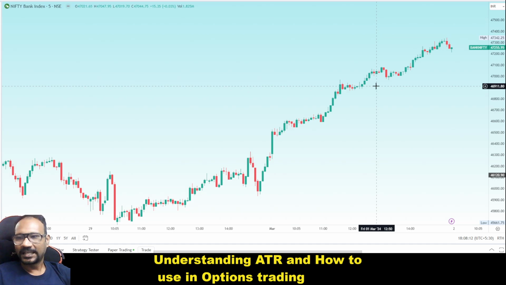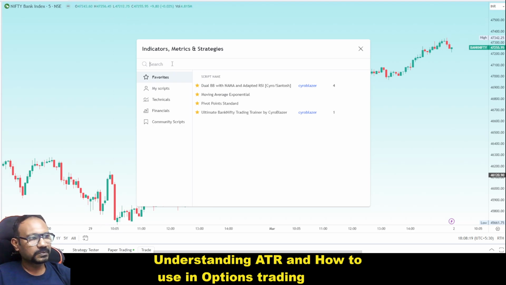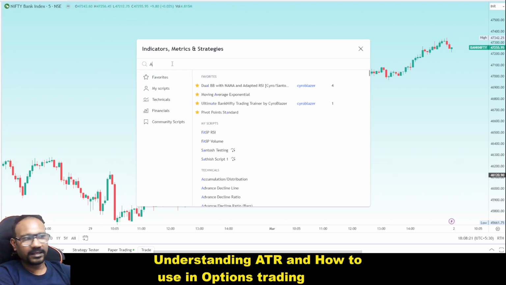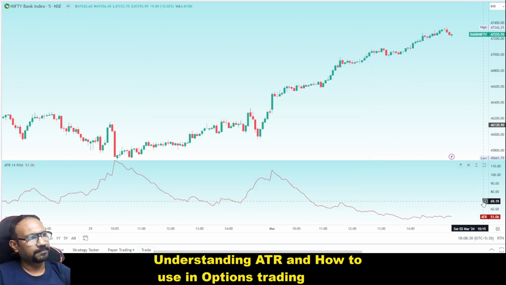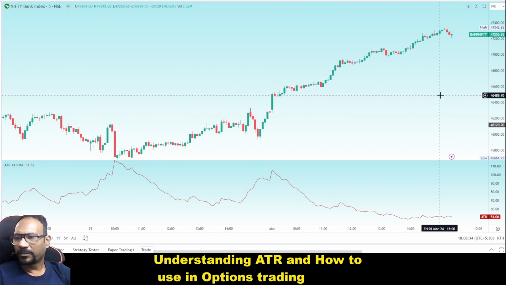Bank Nifty, interestingly, has rallied about 1,200 points. It was a great rally today. And we are going to add ATR. Simply, you type it here and it will show average true range. Just click on it, it gets added. Now if you see, the ATR value is showing as 51.06.